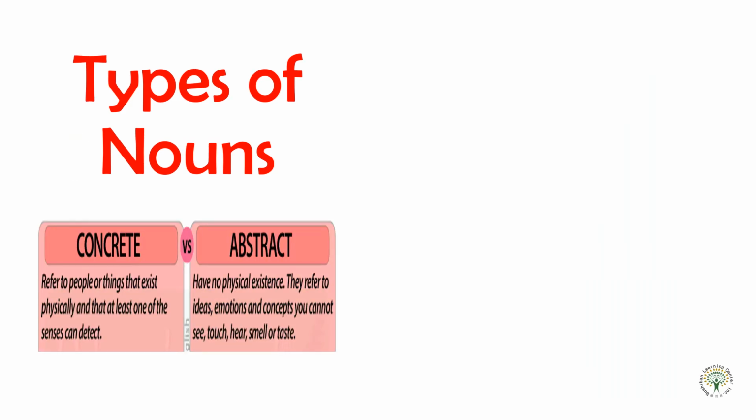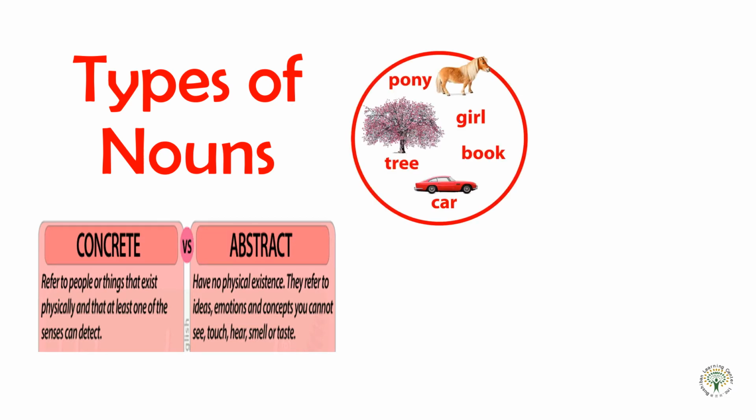A noun can also be concrete or abstract. We consider a noun as concrete if we can perceive it using our 5 senses. That means we can see it, touch it, hear it, smell it. For example, in this group of concrete nouns, we have pony, girl, book, tree, car. These nouns have physical existence, right?